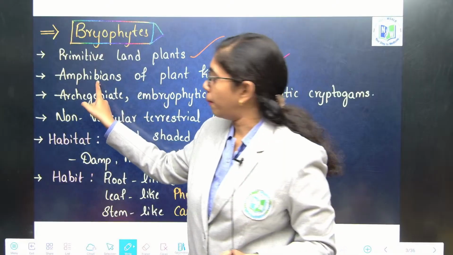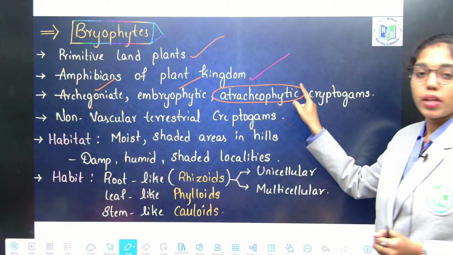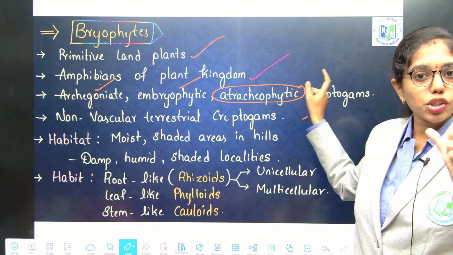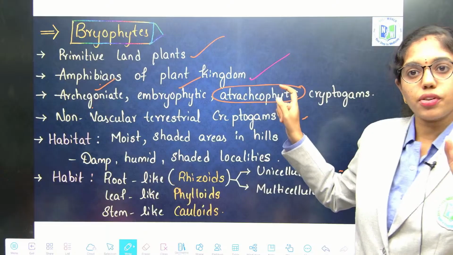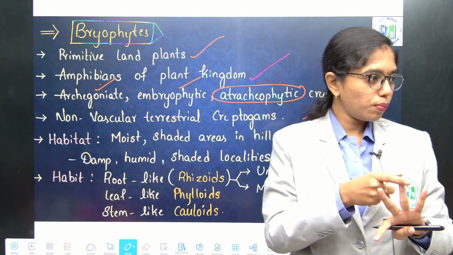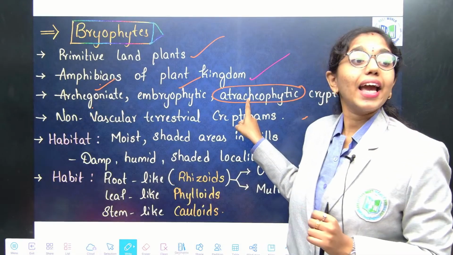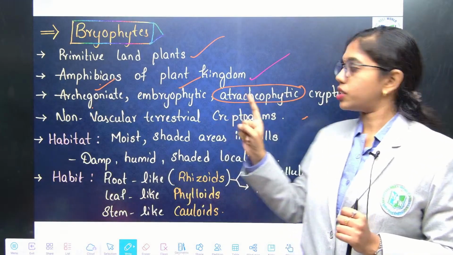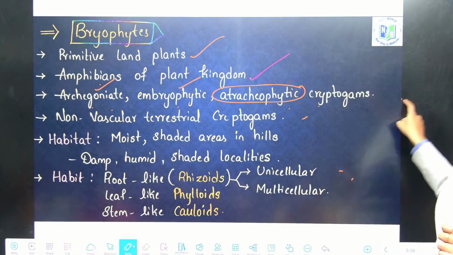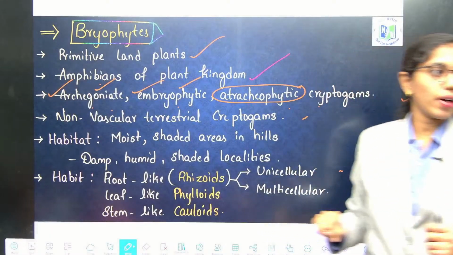Amphibians of the plant kingdom. Second, these are archegoniate, embryophytic, atracheophytic. Remember, the first vascular plants are pteridophytes. The common vascular structure they have is tracheids. All the vascular plants will have tracheids. Pteridophytes, gymnosperms, angiosperms are tracheophytes. Bryophytes are atracheophytes because they don't have tracheids. So these are archegoniate, embryophytic, atracheophytic cryptogams. You should also remember these are the first archegoniates and first embryophytes.